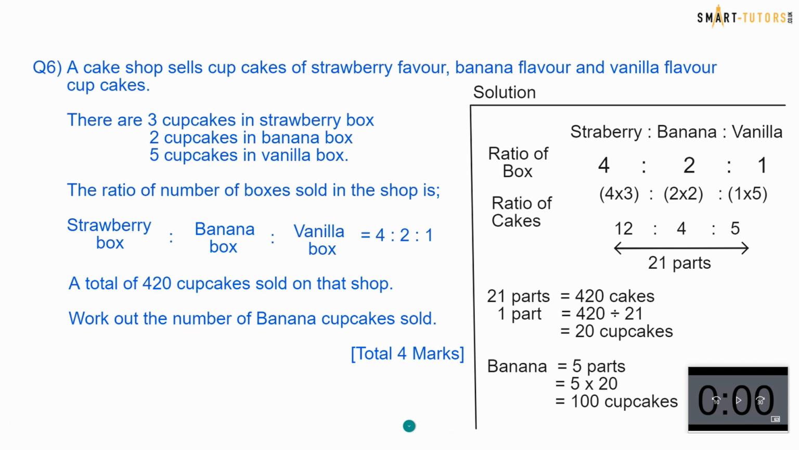If you add everything together, 12 plus 4 is 16, plus 5 is 21 parts. 21 parts equal 420 cakes. For one part, you divide by 21 and you get 20 cupcakes. So banana cupcakes, which is what the question asks for, is 5 parts. 5 times 20 is 100 cupcakes, which is the answer. That is question number 6. Let's move on to question number 7.